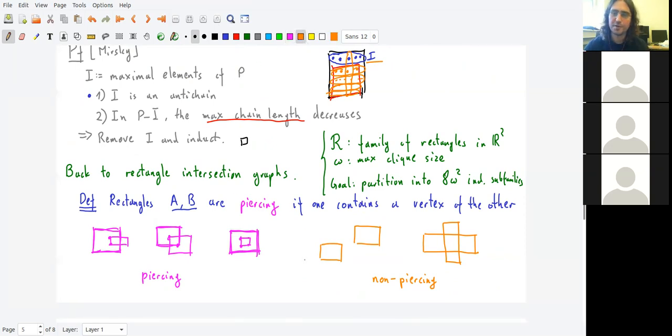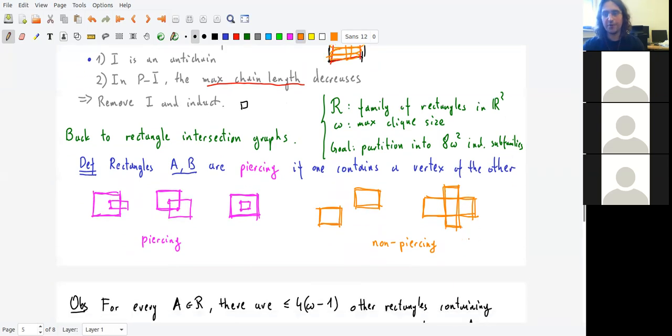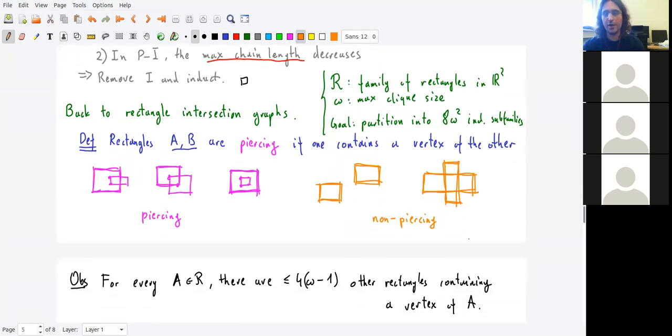What are non-piercing rectangles? Two rectangles that are completely disjoint are definitely not piercing. But you can also have intersecting rectangles that are not piercing. It is a situation like this, where these two rectangles are actually intersecting, but they intersect in a way that none of the vertices are contained in the other. Good. So our first goal is to color the graph in order to get rid of all this piercing, not really intersections, but really the piercing relation.